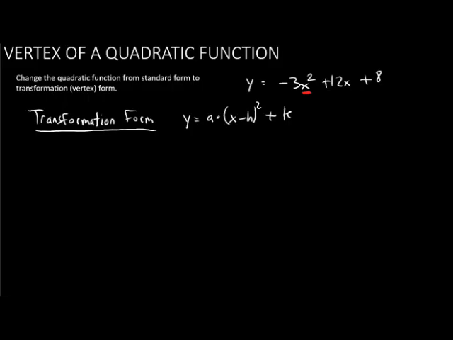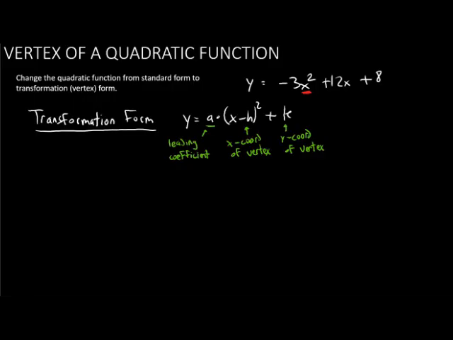I've already written the transformation form below, and that says y equals a times x minus h squared plus k. Let's go over what these letters represent in transformation form. The a in the transformation form is the leading coefficient. The h stands for the x-coordinate of the vertex. And then the k is the y-coordinate of the vertex. Every quadratic function has a vertex, and it's our job to locate where that is in order to write the transformation form.